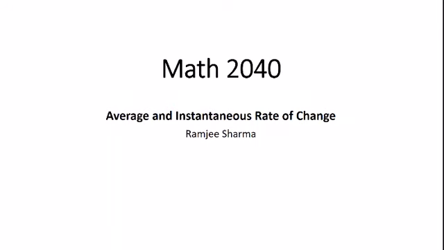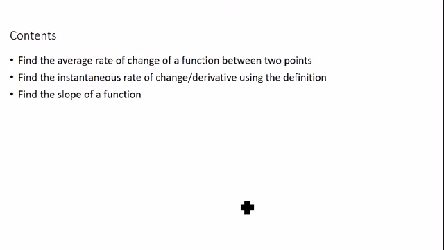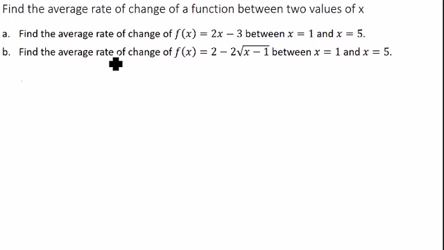Let's look at the average and instantaneous rate of change of a function. In this video, we'll be looking at the average rate of change, the instantaneous rate of change, and the slope of a function. Our first example has to do with the average rate of change.